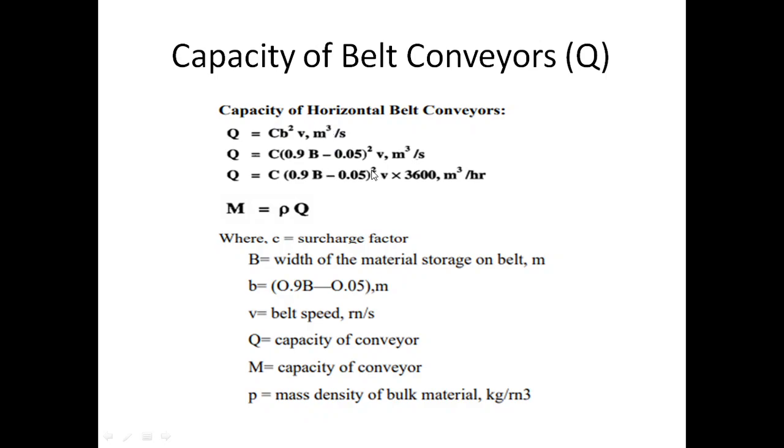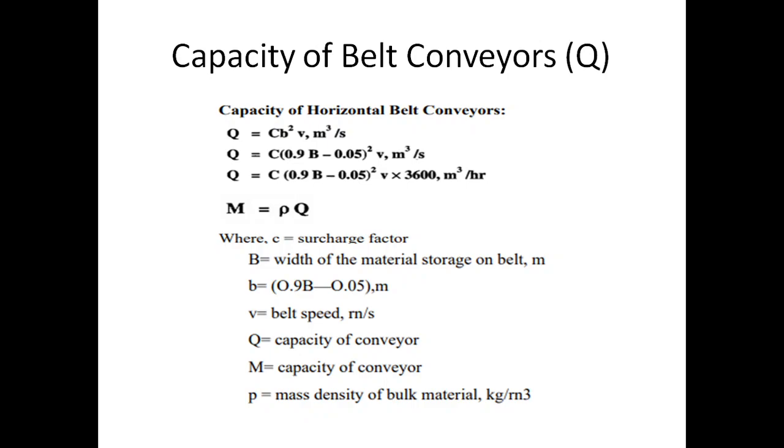Okay, this is the formula. If you want to convert into meter cube per hour, then you have to multiply that equation by 3600, then you will get meter cube per hour. If you are given meter cube per hour and you want the answer in meter cube per second, then you should divide by 3600. This is the volumetric capacity of the horizontal belt conveyor.